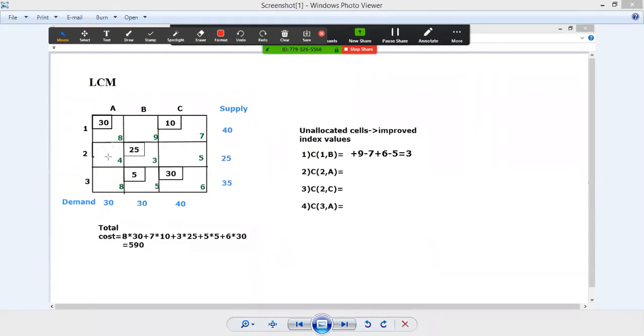Now this is the second empty or unoccupied cell. Again, we need to compute the improved index value of this particular cell. We have to form a loop. Start from this location and reach towards this allocated cell. Again, reach towards the next allocated cell. Again, come towards this allocated cell. This is the next allocated cell, and again this is the next allocated cell. Again, come back to the original empty cell. In the same way, assign the plus and minus symbols.